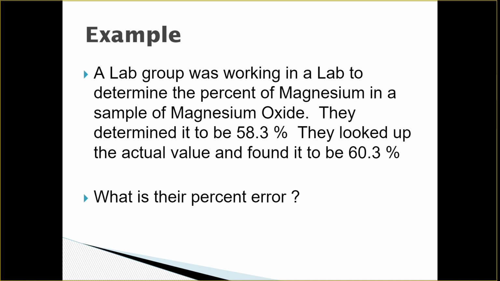We have an example. A lab group was working in a lab to determine the percent of magnesium in a sample of magnesium oxide. They determined that by weight it was 58.3. Then they looked up the actual value and found out that it was 60.3. What is their percent error? I want you to go ahead and try to use that now. I'm going to give you 5 seconds to work on that, and you can pause the video here if you want to work on that, or if you want to just continue on and wait those 5 seconds.